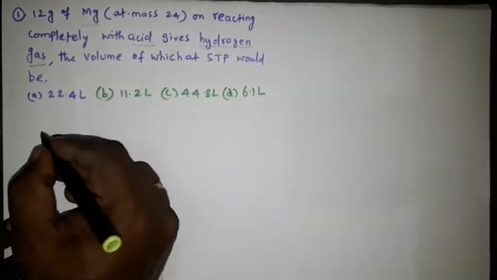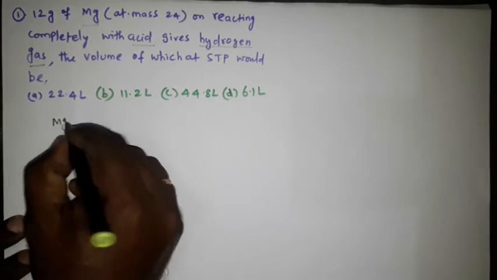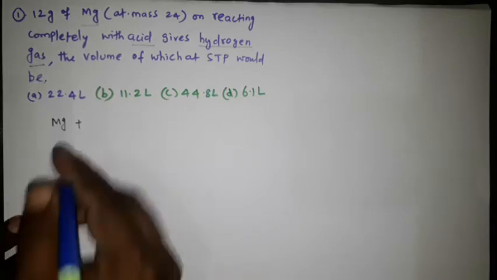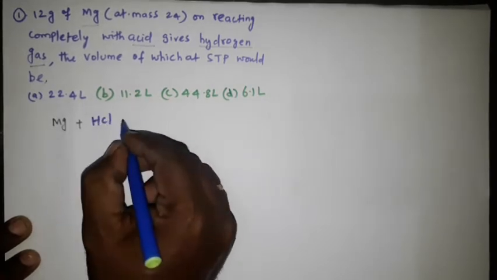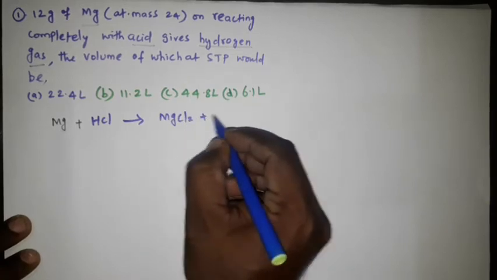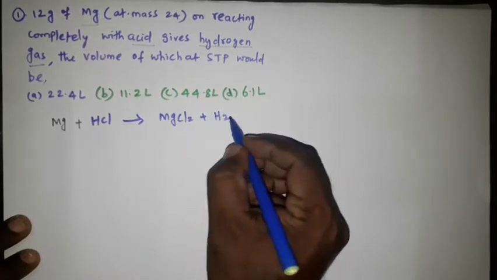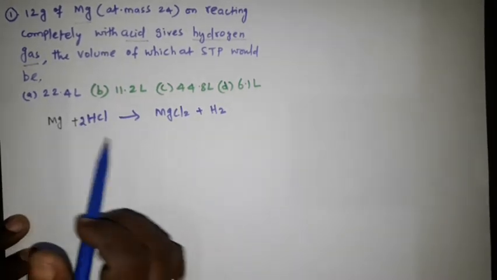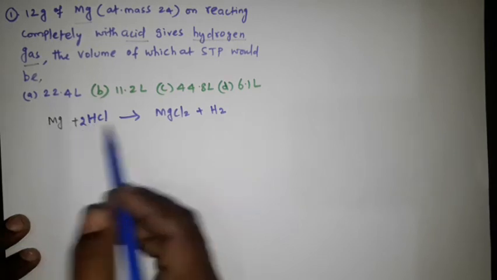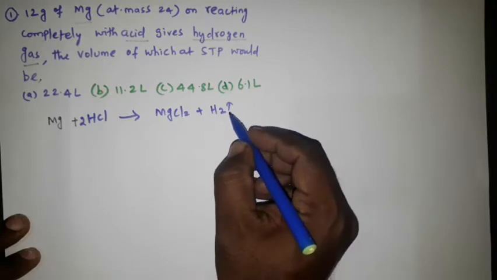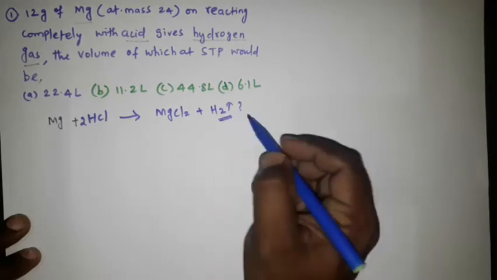So, first write the reaction: magnesium plus hydrochloric acid, or you can take any acid. Magnesium plus HCl will produce MgCl2 plus hydrogen gas. So, put 2 here. Balance the equation. So, magnesium reacting with acid, we are getting hydrogen gas. So, what will be the volume of this gas? That is the question.